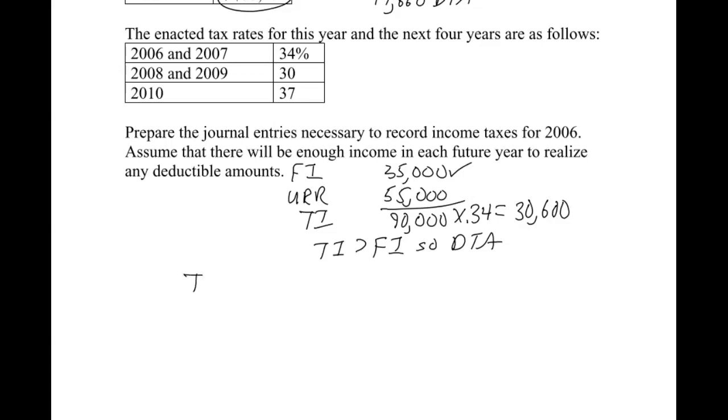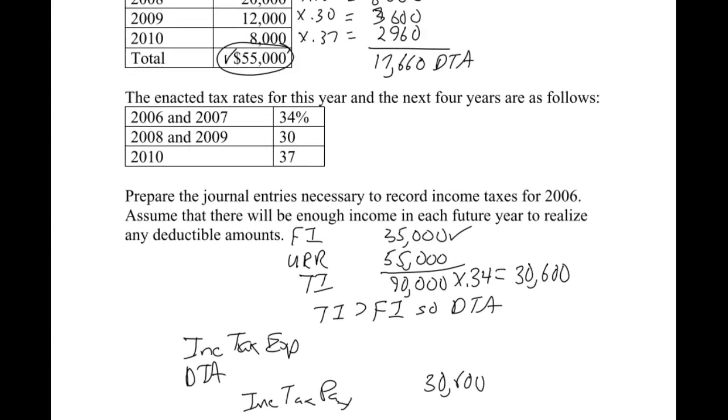All right, to do our journal entry real quick, we have income tax expense, which will be our plug number. We have a deferred tax asset and income tax payable. And the income tax payable we said was 30,600. We calculated this up here, and it was 17,660. And then this will be our plug number, 12,940.